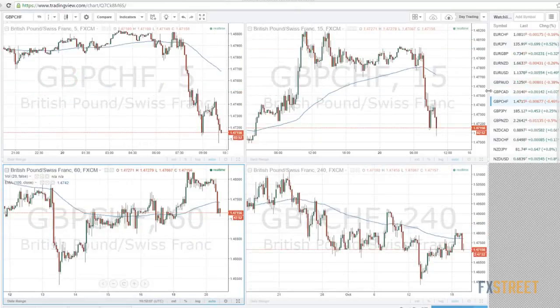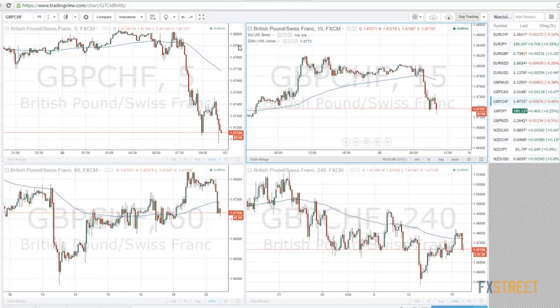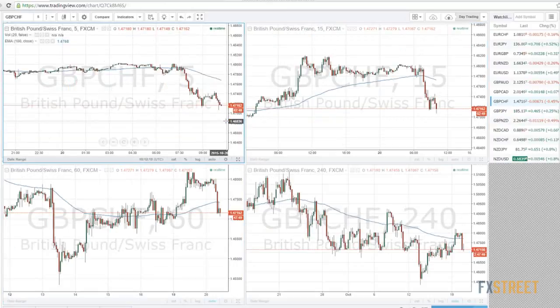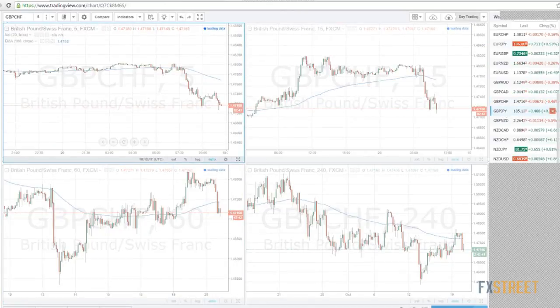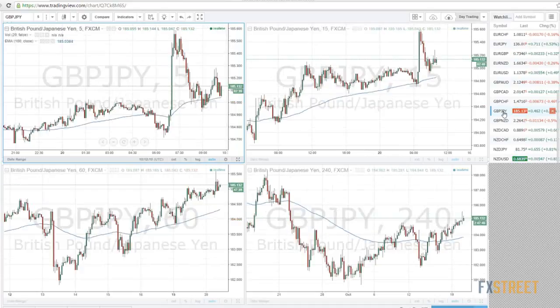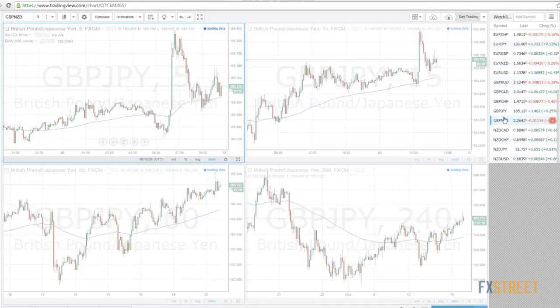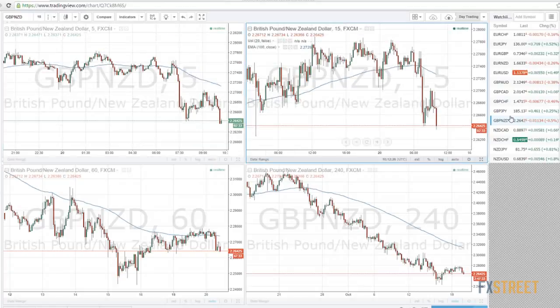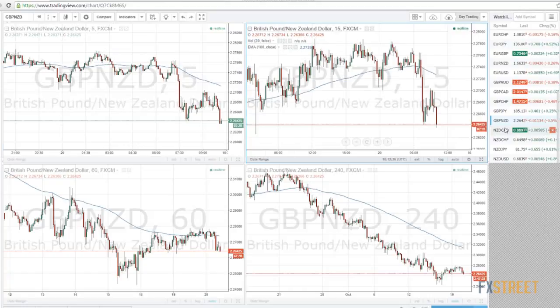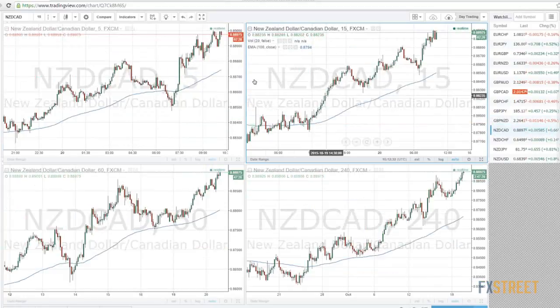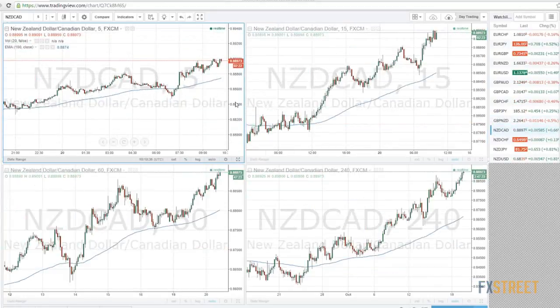Pound franc, as we expected, so true to form, the franc is appreciating versus sterling. Pound yen, not much to do there. New Zealand, yep, indeed. I'm liking the look of the New Zealand at the moment. We might be putting on a couple of New Zealand trades in just a moment's time.